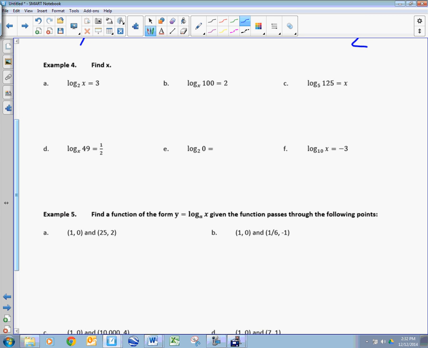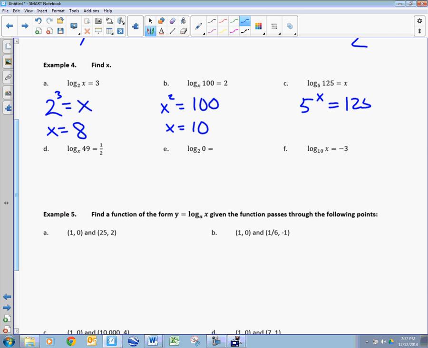Four says find x. X's are all over the place. They're in different spots now. So this means 2 to the third power is equal to x. So x is 8. This is x to the second power is equal to 100. X is 10. Log base 5 of 125 is equal to x. That means 5 to the x is equal to 125. What is x? 3.